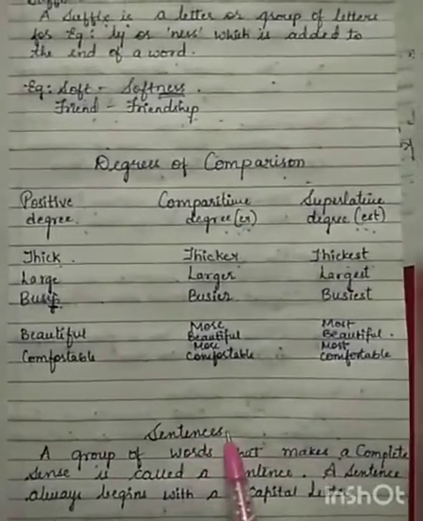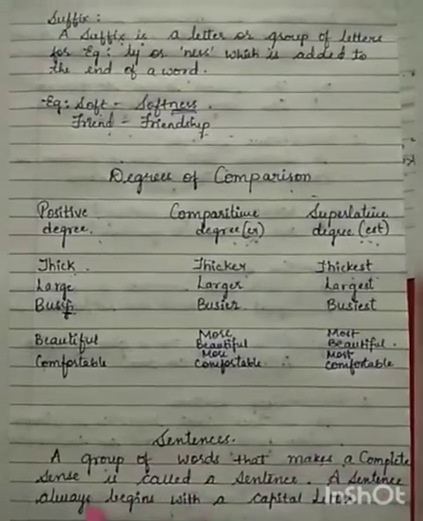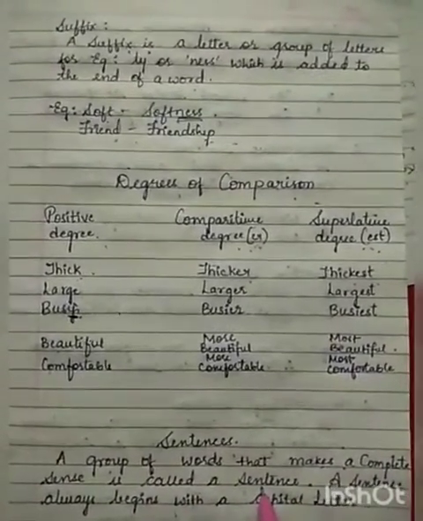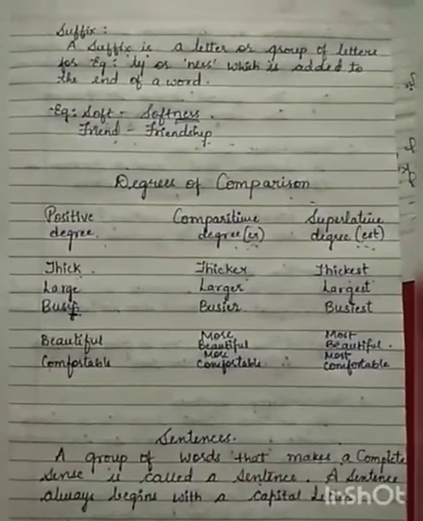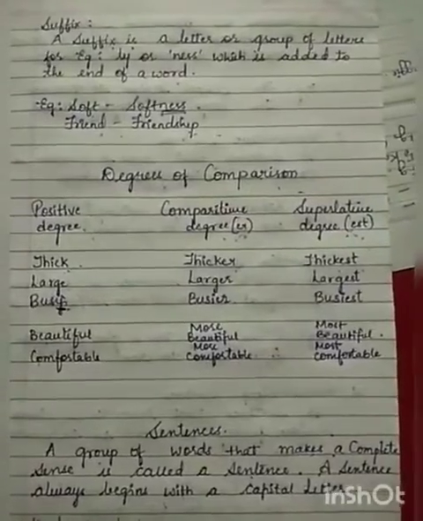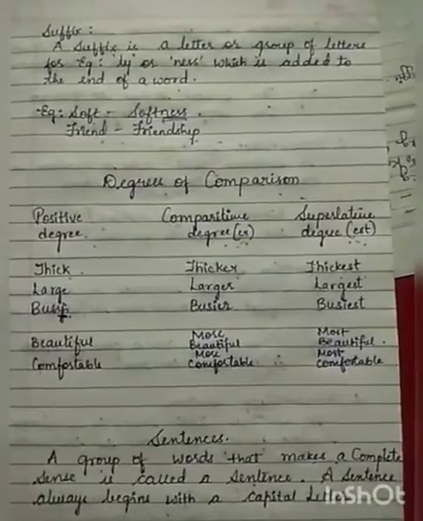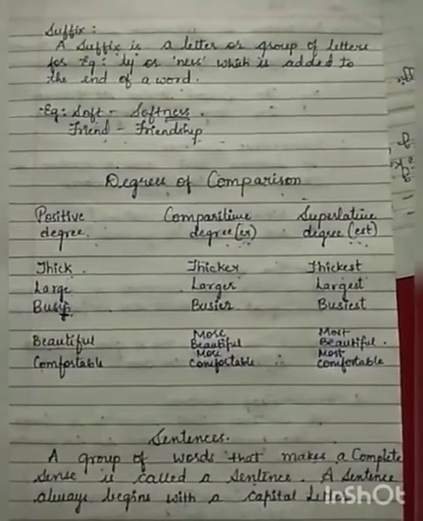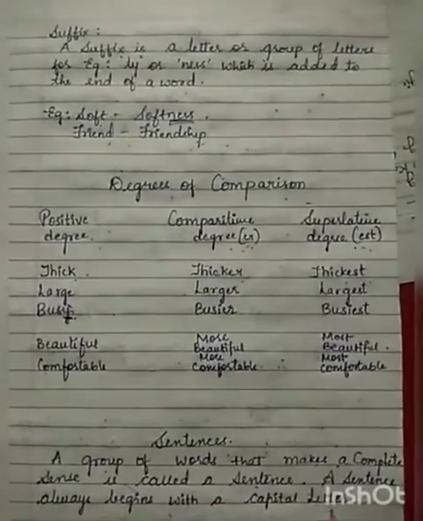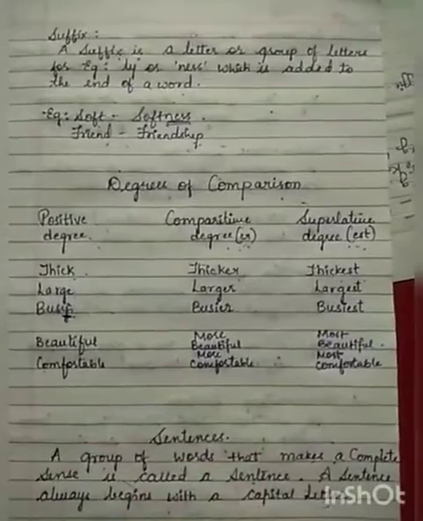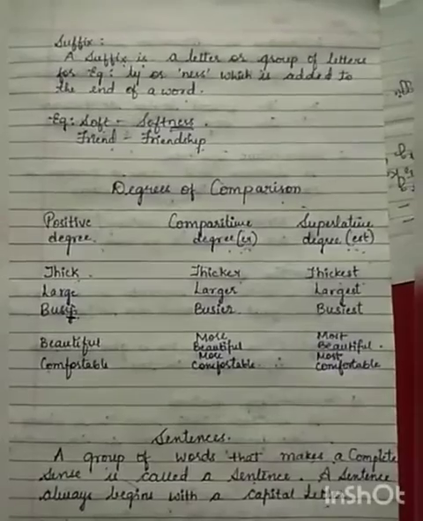So what is a sentence, students? A group of words that makes a complete sense is called a sentence. Got it? A sentence always begins with a capital letter. Which letter does it begin with? A capital letter. So a group of words that makes a complete sense is called a sentence.